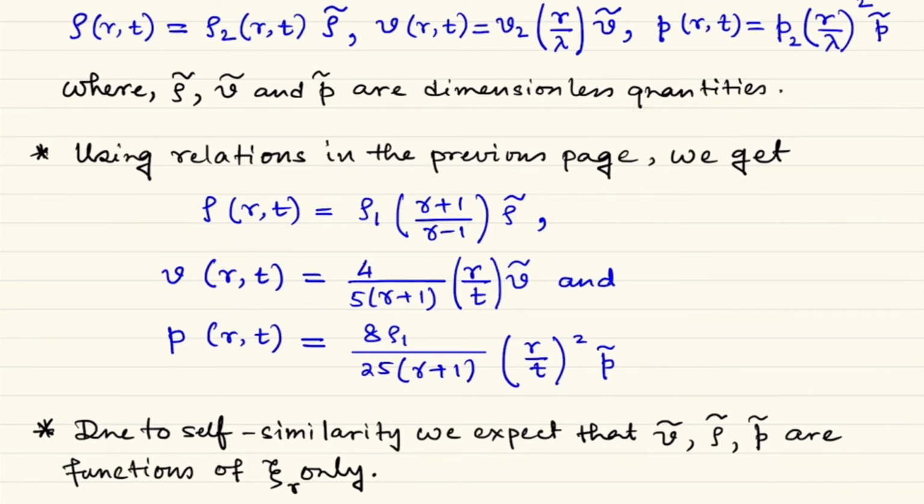Then using Rankine-Hugoniot conditions, we finally can write rho is equal to rho 1 times gamma plus 1 by gamma minus 1 times rho tilde. V we can write as 4 by 5 gamma plus 1 R by T V tilde, and P we can write as 8 rho 1 by 25 times gamma plus 1 R by T whole square P tilde.